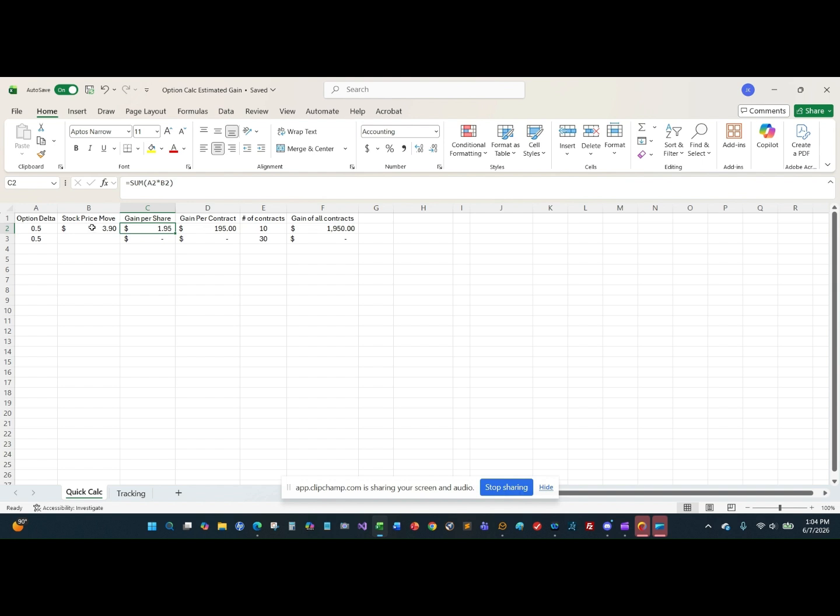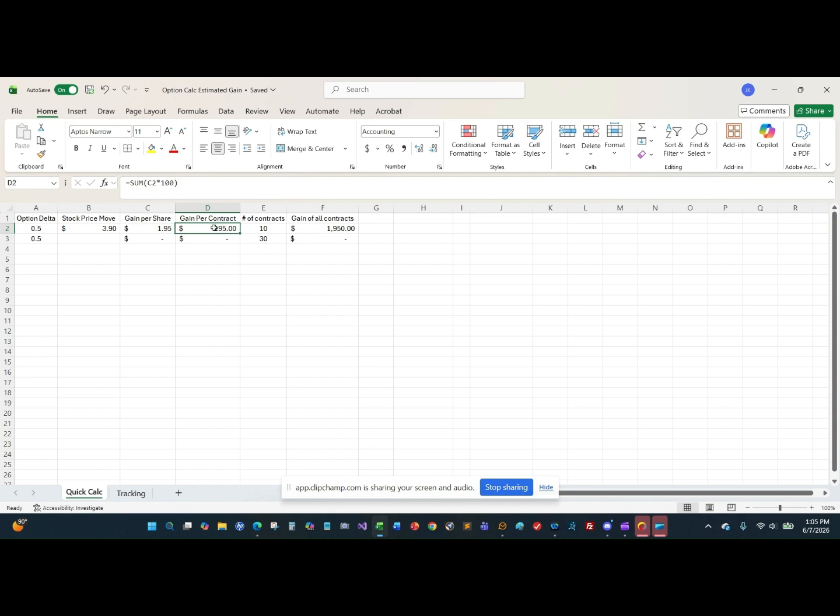So to sum it up, for every dollar increase in the stock price, you're going to get a 50-cent increase in the option price per share, keeping in mind there's 100 shares in each contract. So with this $3.90 price change, you'd have gotten a $1.95 increase per share. Now what I do here, if you look up here, I'm taking this cell, this C2, and I'm multiplying it by 100. Why 100? Because there's 100 shares in each contract.